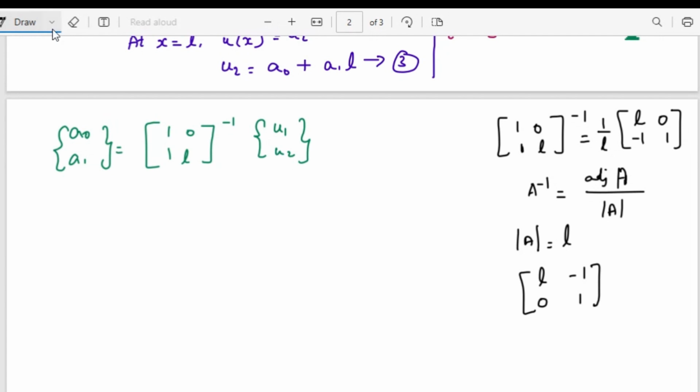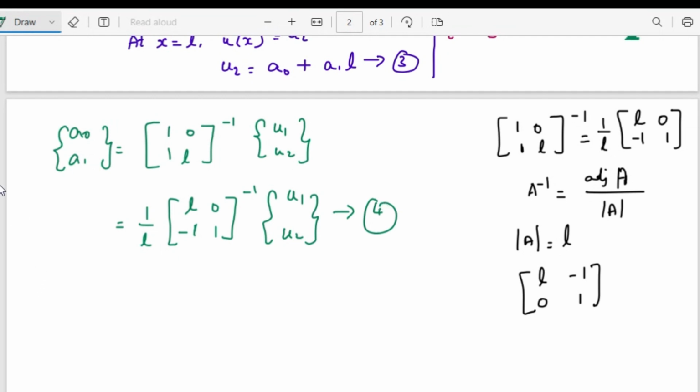So what we have is 1 by L into L 0 minus 1 1, whole inverse, multiplied by u1 u2. Okay, so this is the value of a naught and a1. So let me name this as, say, equation 4.